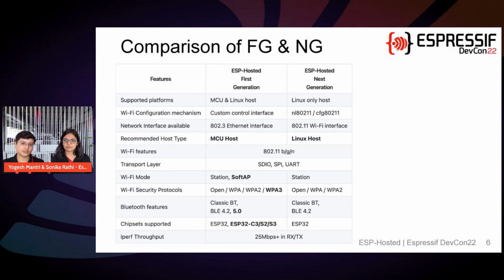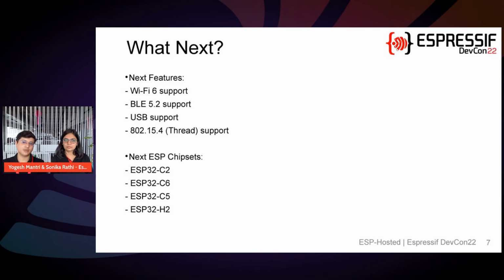So the missing features on the left side, basically from the first generation, like soft AP Wi-Fi mode, or WPA3 security protocol, or BLE 5.0, or the chipsets which are supported already in the first generation, are going to be supported in next generation in a phase-wise or release-wise manner. Okay. So on top of it, apart from these features, we are planning to go ahead and plan next features as well. I'll just try to show you what the next upcoming feature set will be.